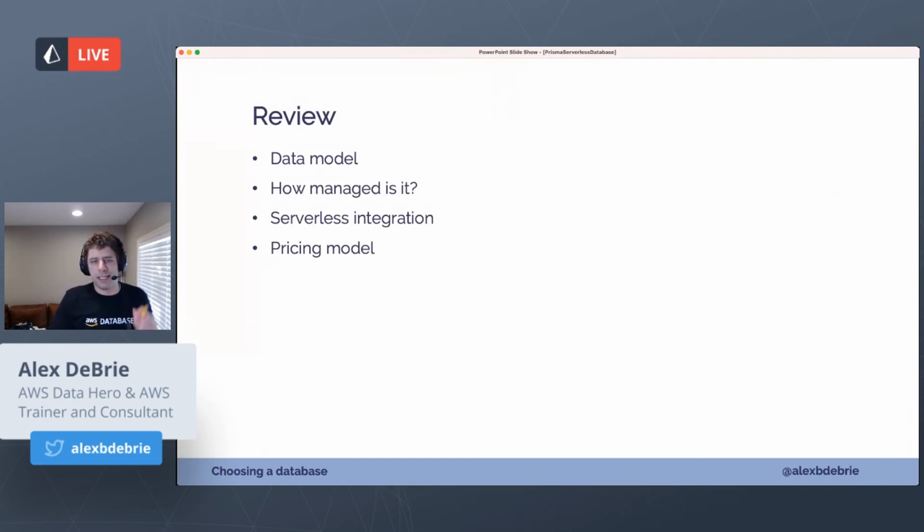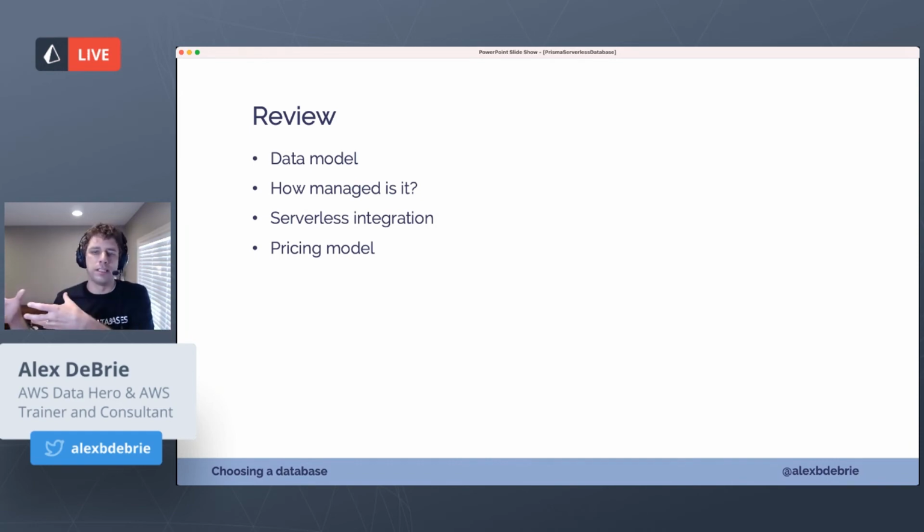I'm going to summarize it and give you the TLDR. So again, just to review what we did here, first we looked at the data model and different options we have in terms of databases. Then we looked at three big factors, right? How managed is this database and how much do I have to do? How well does it fit into the serverless ethos? And then serverless integration, right? Lambda and those other services, they have some quirks around how they work compared to container-based, instance-based stuff.